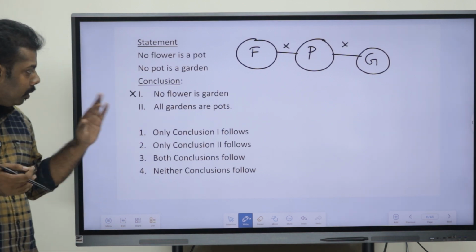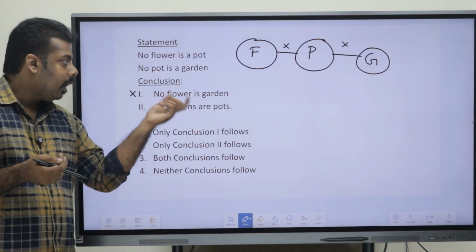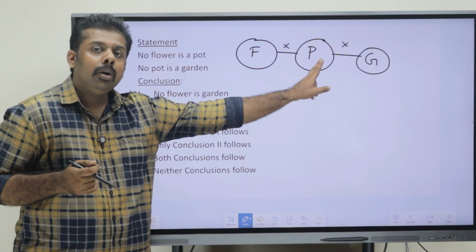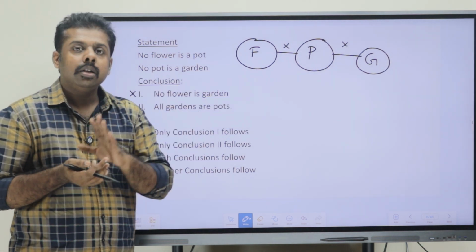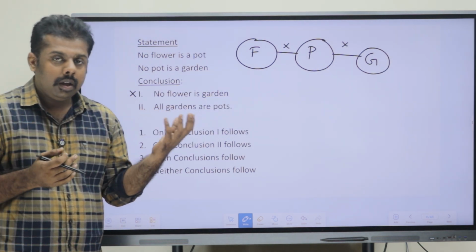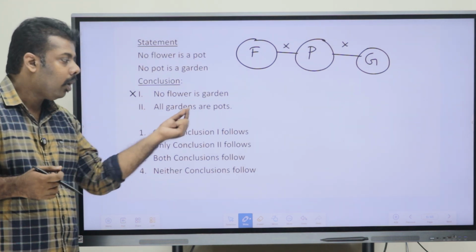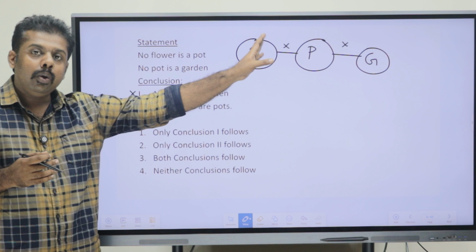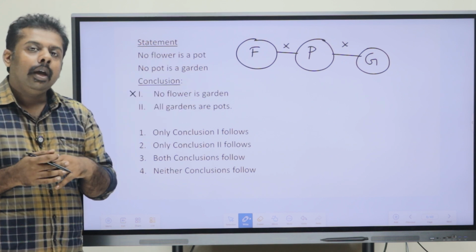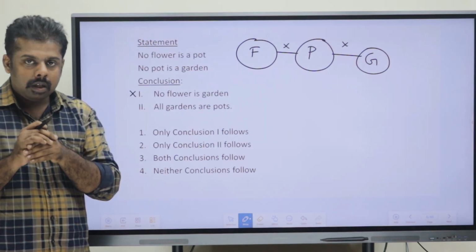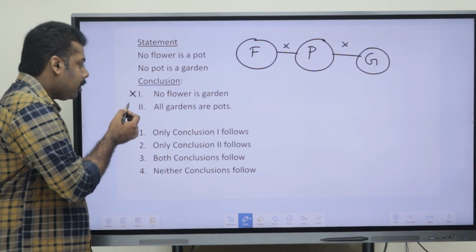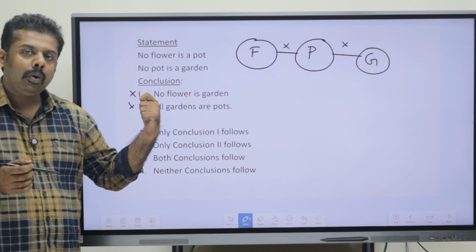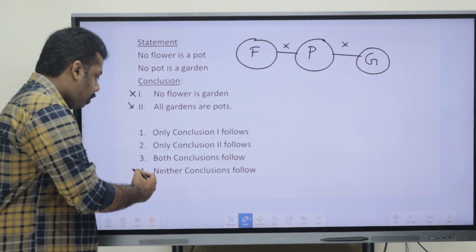Now moving to the next conclusion, what does it say? All gardens are pots. Garden is here, pot is here. We know the relation between pot and garden is that they don't have a relation. But conclusion 2 is saying that all gardens are pot. Is it possible? No, because they don't have a relation, that is a connection. So any other relation is always wrong here. So we can mark the second one also as wrong. Both conclusion 1 and 2 are wrong, so we can mark our answer as option 4.